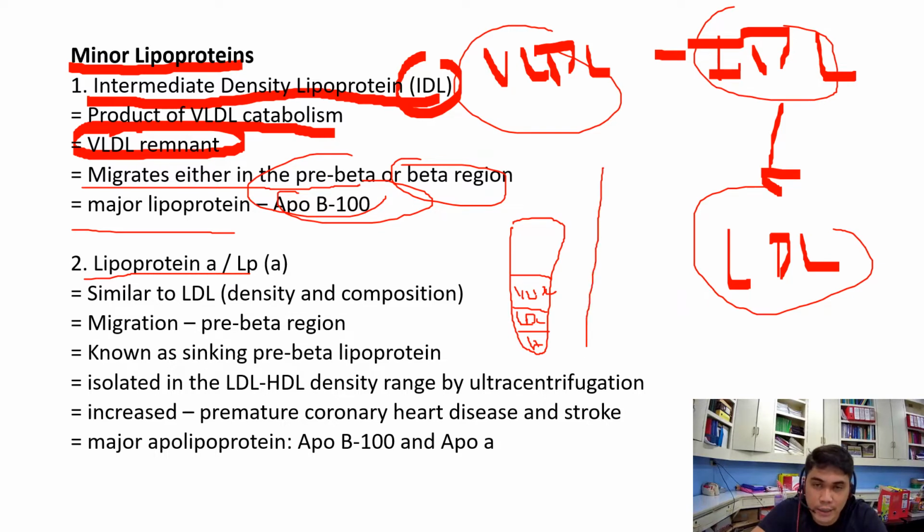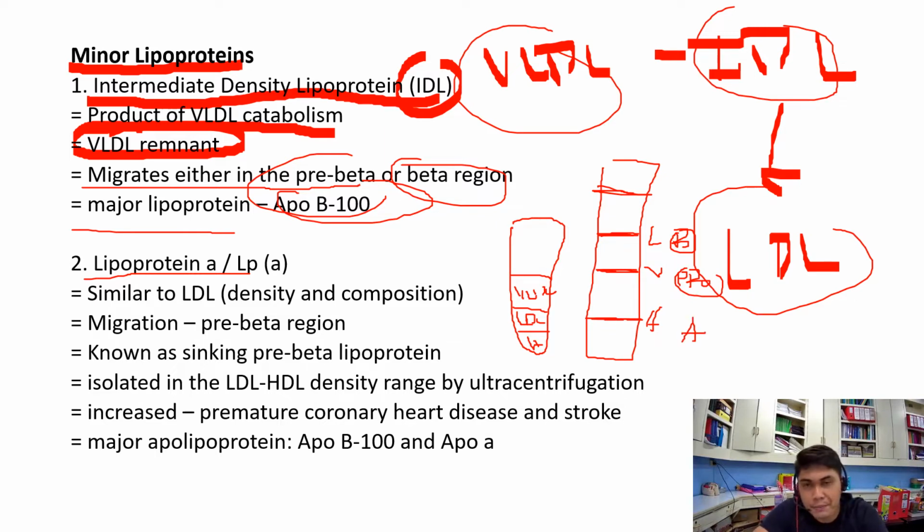For your electrophoresis, this is the point of origin or application of the specimen. The first migratory band, you have LDL. This one is VLDL. And the last one, you have your HDL. This one is your beta region. This one is your pre-beta region. And the last one, you have your alpha region.